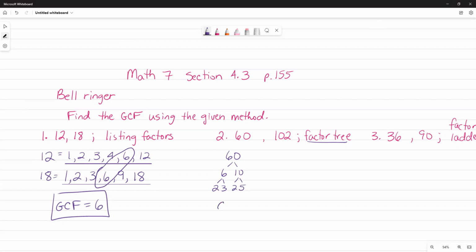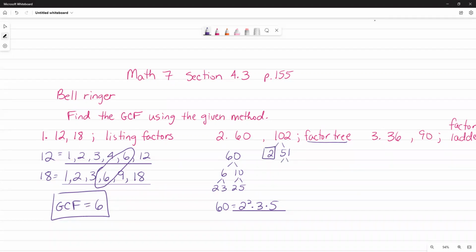So 60 should get 2 squared times 3 times 5. All right, I'm going to just do this from here. 102. So 2 and 51. So I know 2 is a prime number. So let's break down 51.